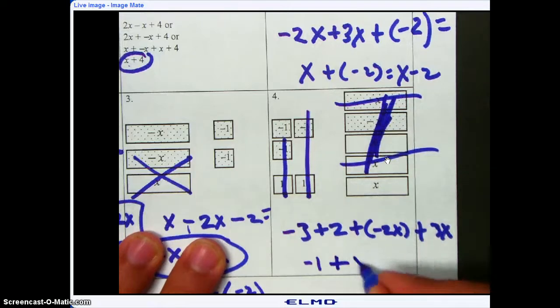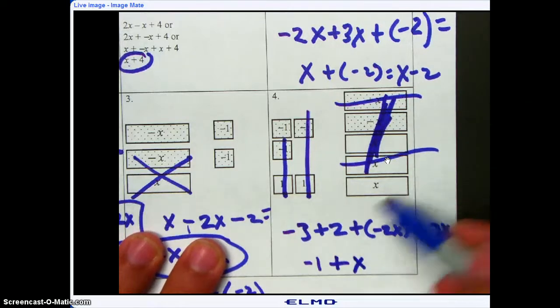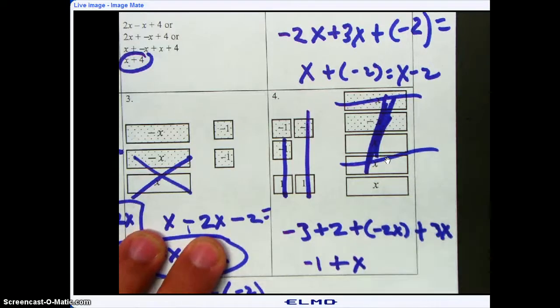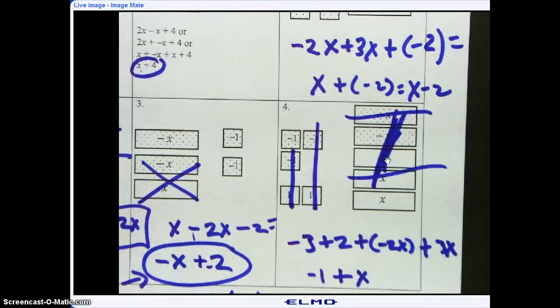Plus -1, just 1x. So -1 plus x. And I don't have to put there's 1x. We just know that there's 1x. If you put x, that means there's 1. Any questions about that?